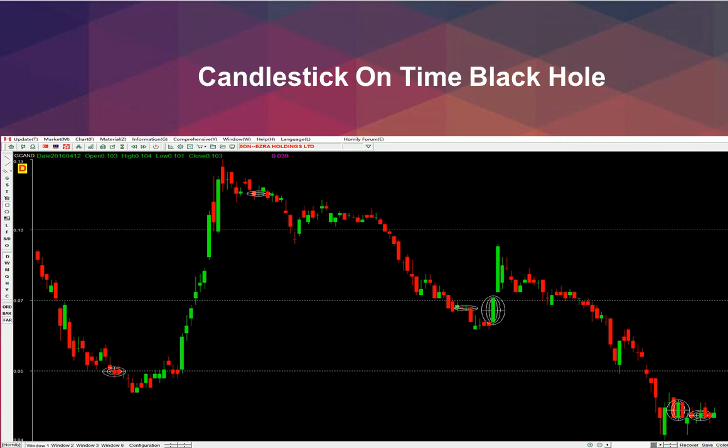Then we can see the time black hole appears, you should know: if the price can go out or break through the time black hole, you have another chance to buy again, but only for short term, okay? So this is the candlestick on the time black hole.